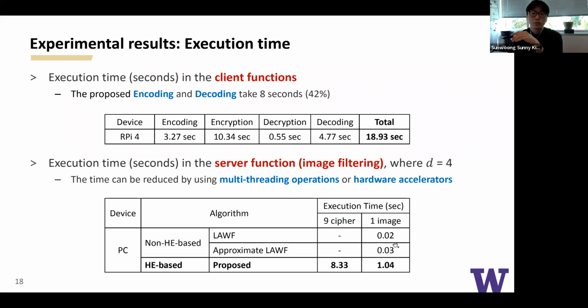Compared to the non-homomorphic encryption-based designs, the execution time of the proposed design is much longer, but we believe that 1 second per image is practical. And also the result is obtained by using a single thread, so it can be further improved by using multi-threads. In addition, custom hardware accelerators can help speed up.